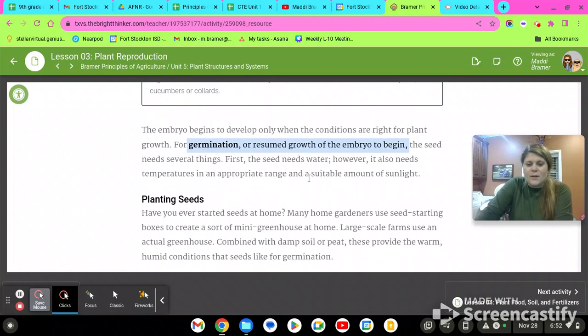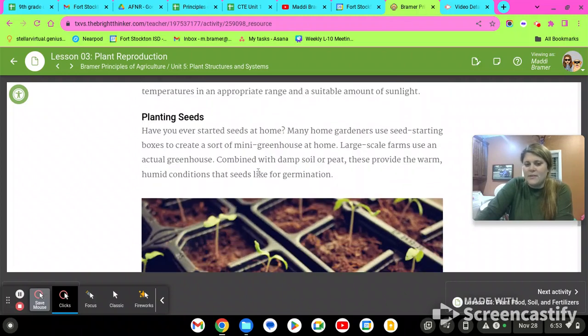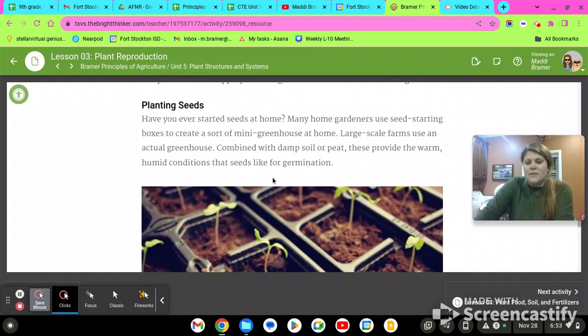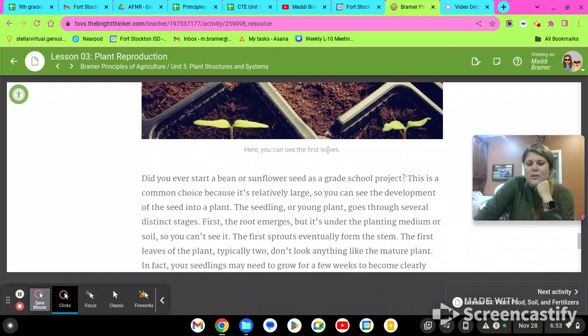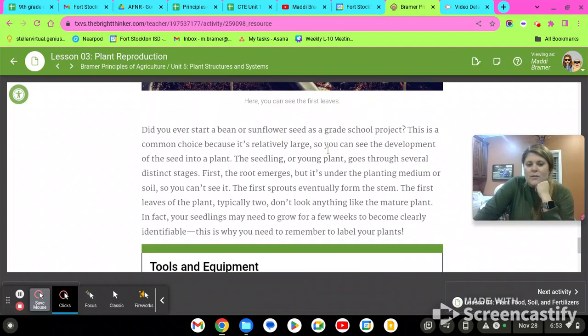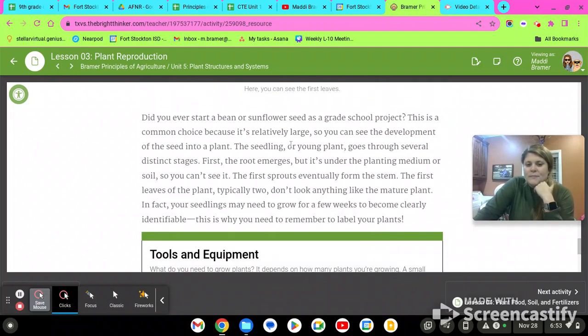So the seeds need water. They need temperatures in a good range, not freezing, and a suitable amount of sunlight. And all of this comes on the back of your seed packet if you ever start plants from seed. So it talks about growing plants at home. We talked about your bean project.